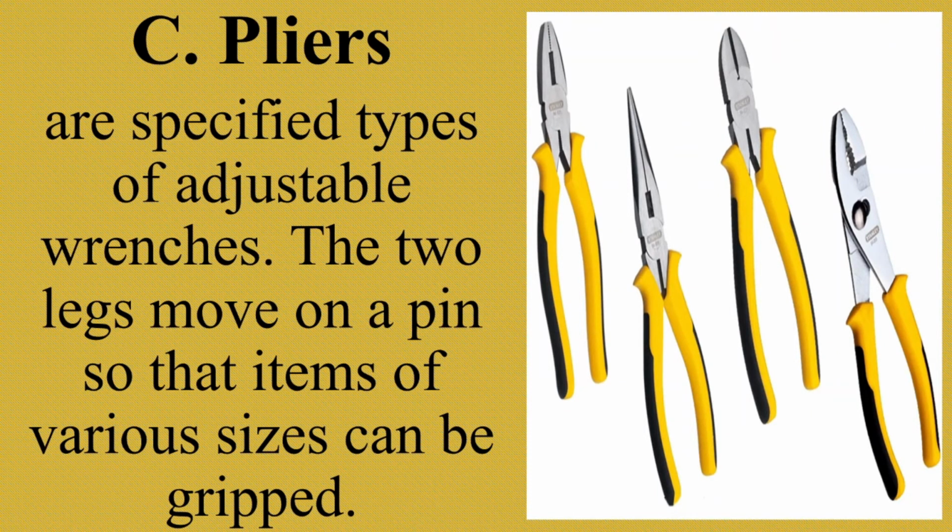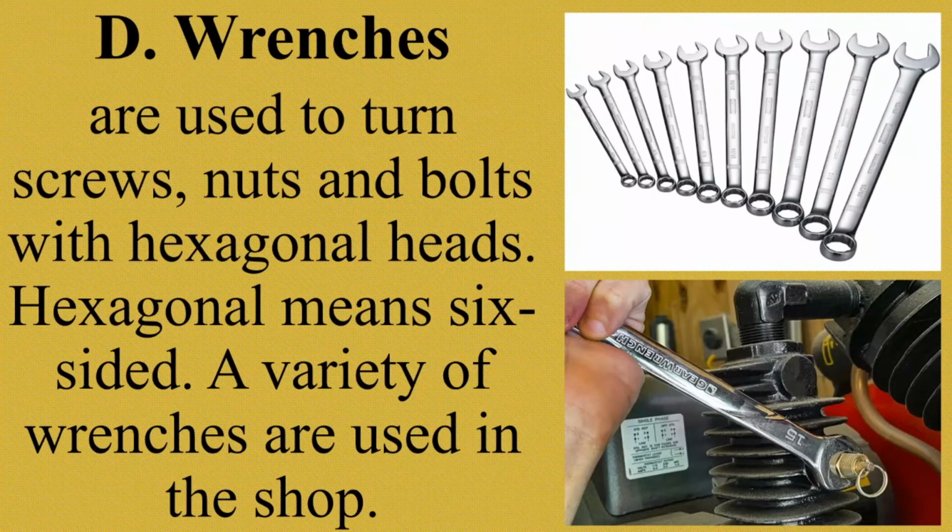Okay, next, wrenches. Wrenches are used to turn screws, nuts, and bolts with hexagonal heads. Hexagonal means six-sided. A variety of wrenches are used in the shop. Madalas, ginagamit ang wrench sa mga malalaking screws, sa nuts, and bolts. Wrenches are made in various shapes and sizes and are used for gripping, fastening, turning, tightening, and loosening things like pipes, pipe fittings, nuts, and bolts.